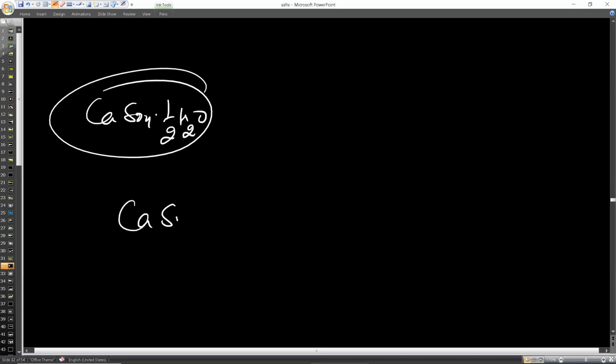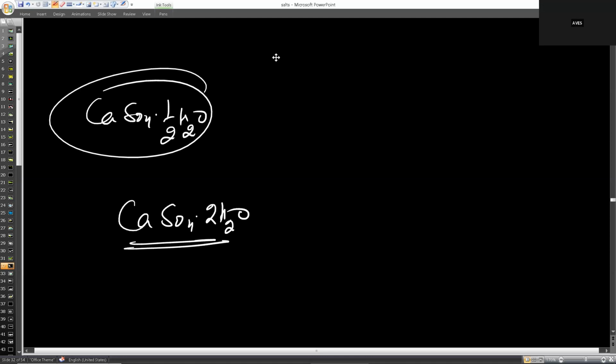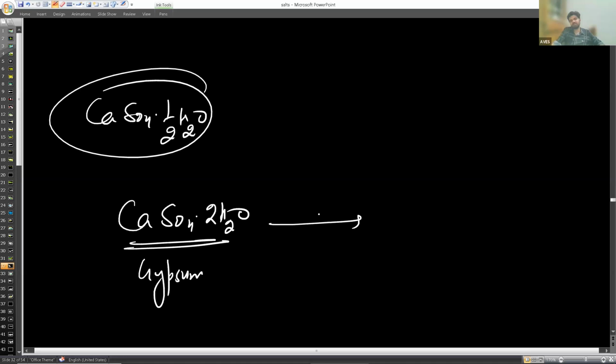When controlled heating is done on gypsum, which is calcium sulfate dot 2H2O, that is called gypsum. When we heat gypsum, it gives you CaSO4 dot half H2O. Here controlled heating should be done when we are heating gypsum.